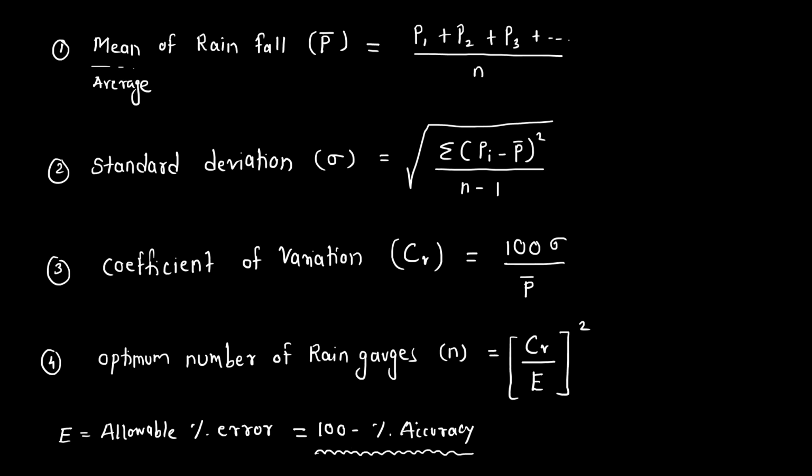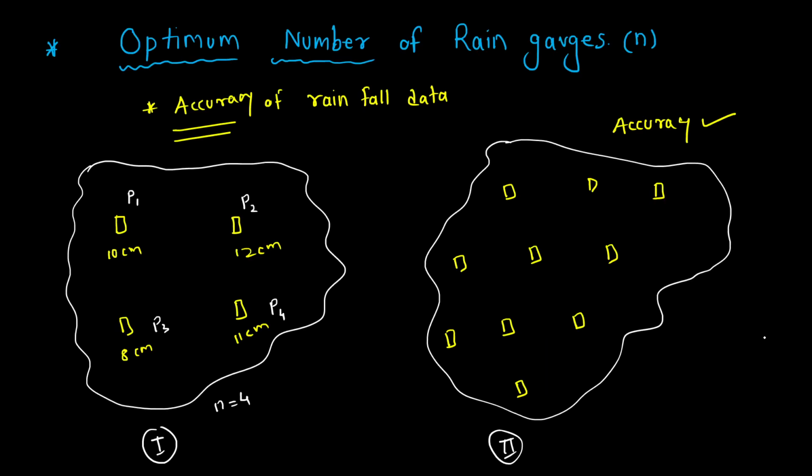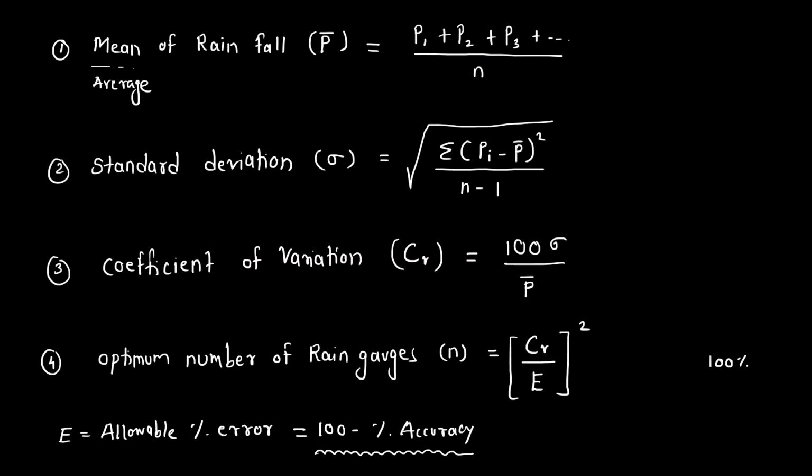So let's say for this example only, let's say we want 100% accuracy of the data. I told you that if you want to get more accuracy, the number of rain gauges has to be increased. Accuracy is expressed in terms of percentage, like we want 90% accuracy, 100% accuracy. So let's say we want 100% accuracy. That means the data has to be very, very accurate. There has to be no mistake in the data, not a slight mistake.